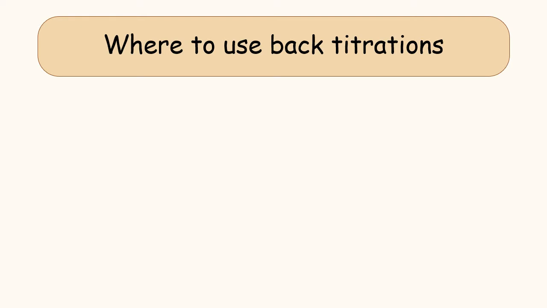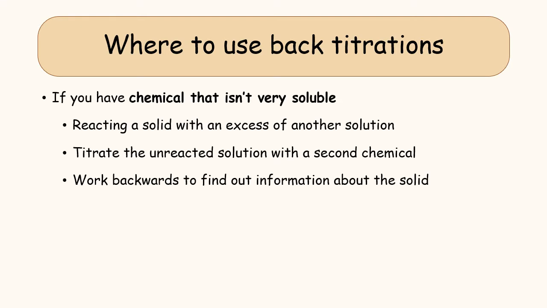Now, where are back titrations used? Well, mostly they're used for chemicals that aren't very soluble or chemicals that are completely insoluble. So the first step is, rather than a titration, it's reacting your solid with an excess of a chemical. Then you do your titration and work backwards. That's the most common situation.